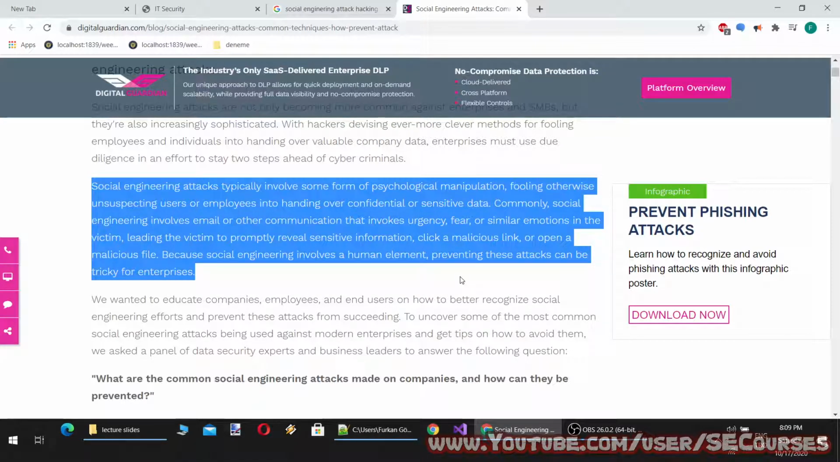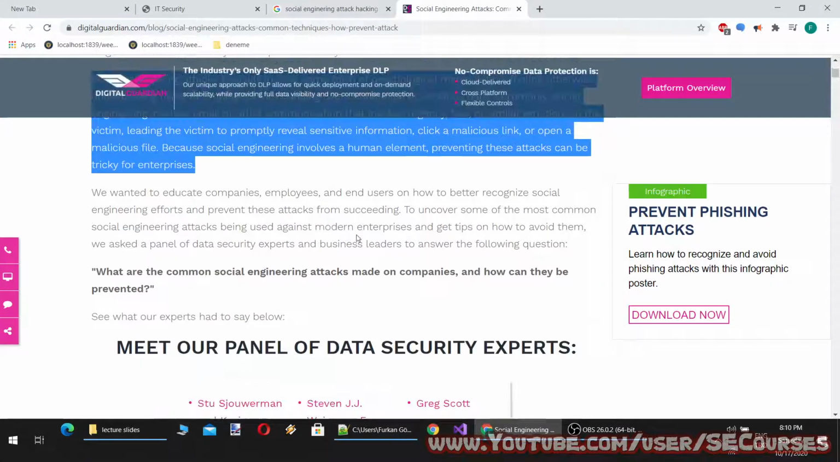Social engineering attacks typically involve some form of psychological manipulation, fooling otherwise unsuspecting users or employees into handing over confidential or sensitive data. Commonly, social engineering involves email or other communication that invokes urgency, fear, or similar emotions in the victim, leading the victim to promptly reveal sensitive information, click a malicious link, or open a malicious file. Because social engineering involves a human element, preventing these attacks can be tricky for enterprises.